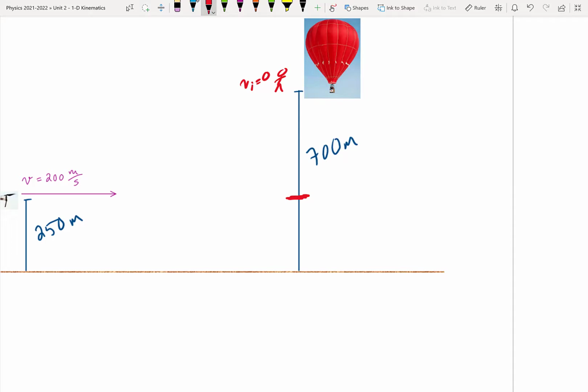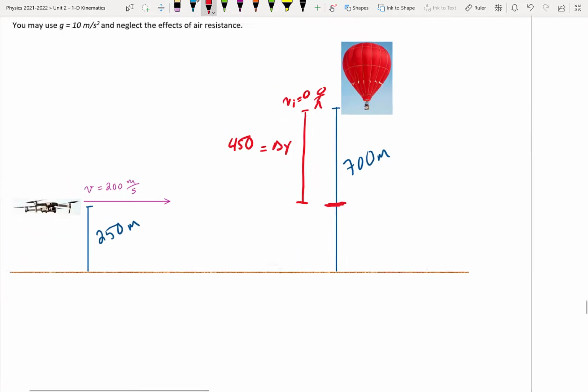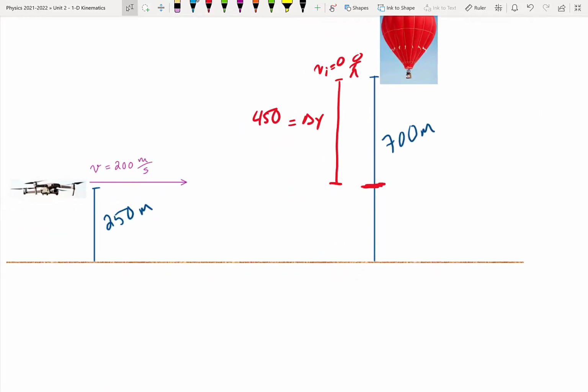So his delta Y, if we call down positive for him, is going to be right here. Down is going to be the positive direction. So his delta Y is going to be equal to 700 minus 250, which is 450, right? So he's not going to go 700 meters down. That's death. We want him to be caught by the drone.